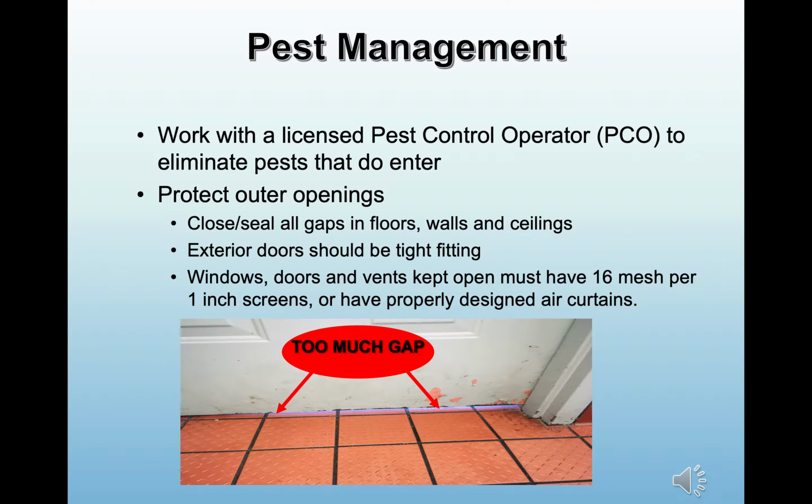It is also helpful to work with a licensed pest control operator, or PCO, to eliminate the pests that do gain entry into your establishment. Protect any outer openings of the establishment by closing or sealing all gaps in the floors, walls, and ceilings. All exterior doors should be tight-fitting and no visible gaps should exist. Windows, doors, and vents that are kept open must have 16 mesh per 1-inch screens in them or have properly designed air curtains.